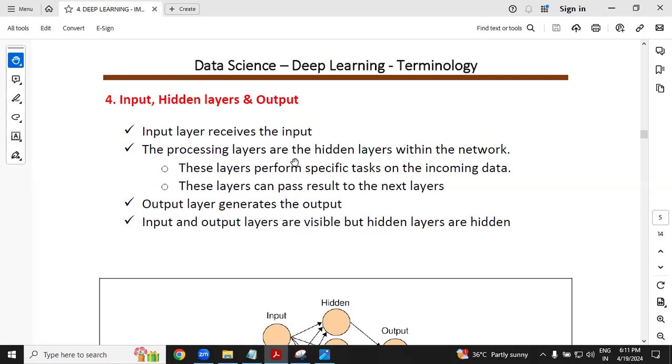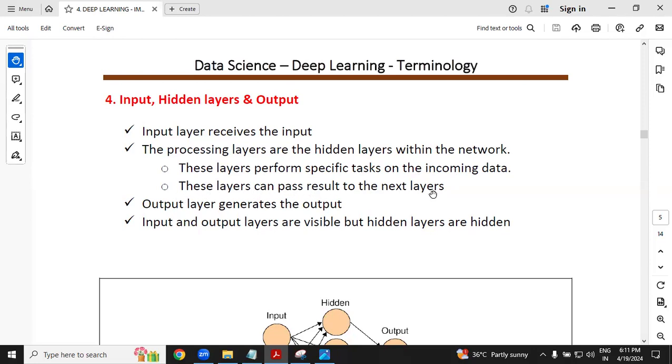The processing layers are the hidden layers within the network. Whenever you are talking about the neural network, only the input layer and output layer we can see. Input we know, output we know, but in between, hidden layers are hidden. That point you need to remember. These layers perform specific tasks on the incoming data, and they pass the result to the next layer.